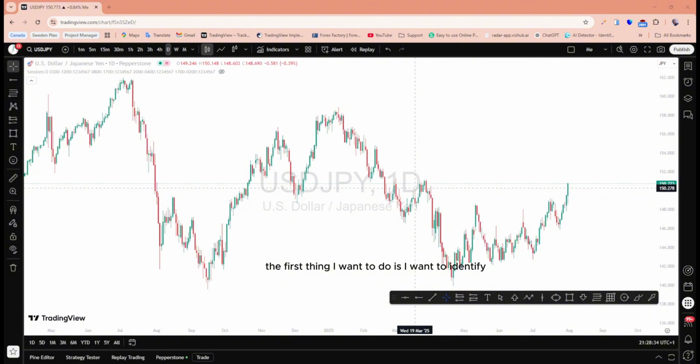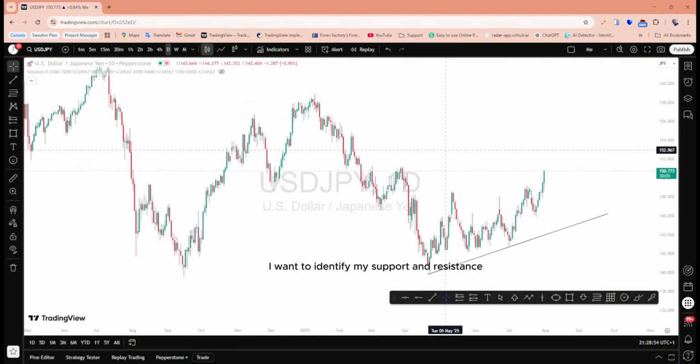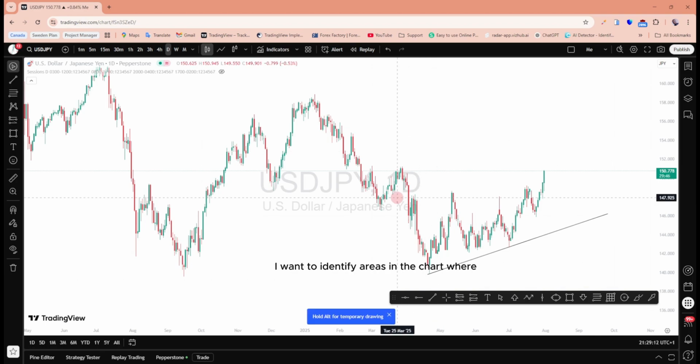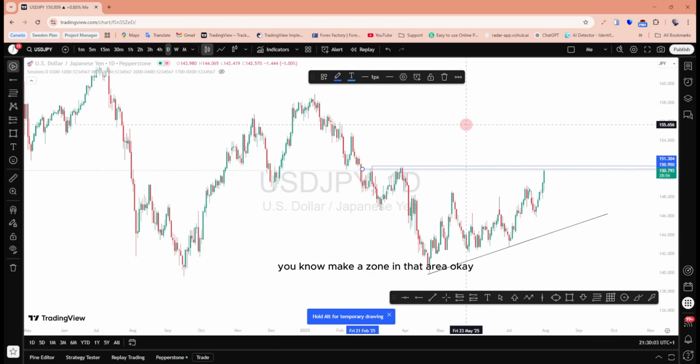The first thing I want to do is identify a trend, and I can see that I have a buy trend. The next thing I want to do is identify my support and resistance. What I mean by that is I want to identify areas in the chart where price reacted. I can successfully pick this area, which is 151.304, and I can pick another one just to make a zone in that area.